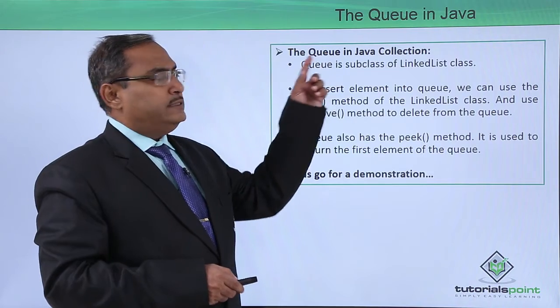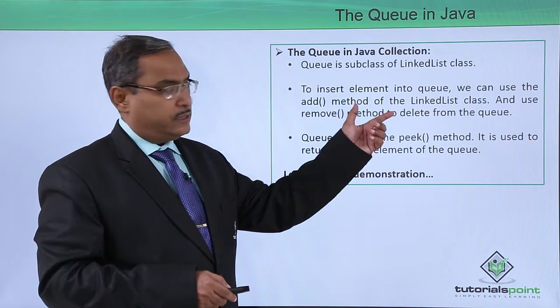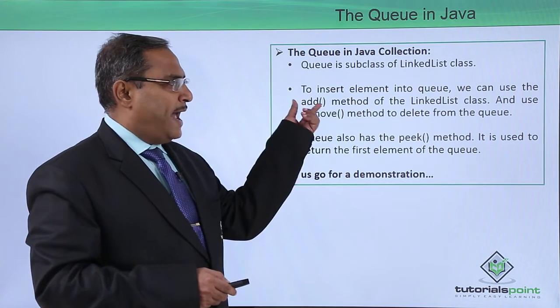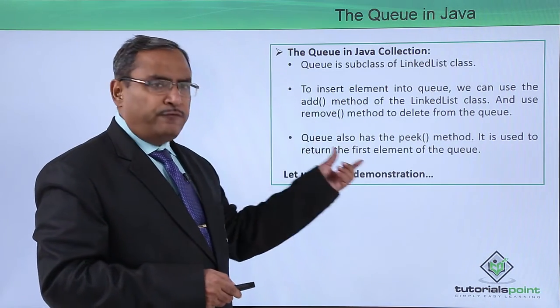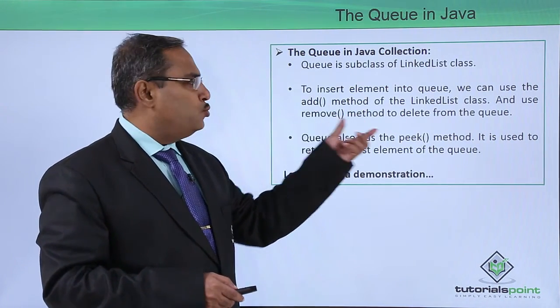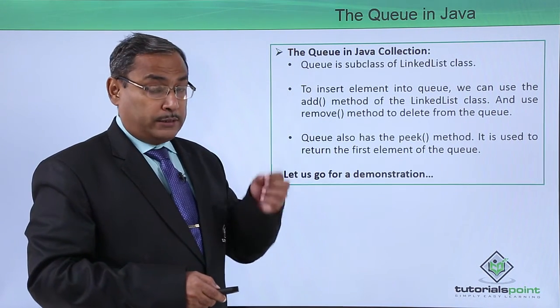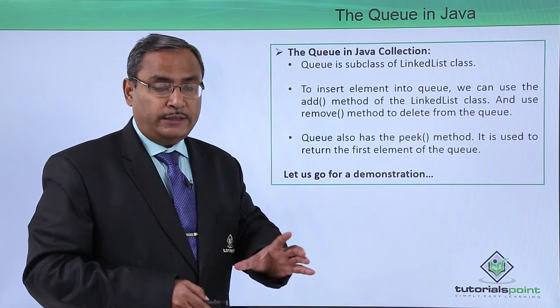The queue in Java collection. The queue is a subclass of the linked list class. To insert an element into the queue, we can use the add method of the linked list class, and to remove or delete some element from the queue, we can use the remove method accordingly. But queue also has some dedicated methods defined within the queue class.